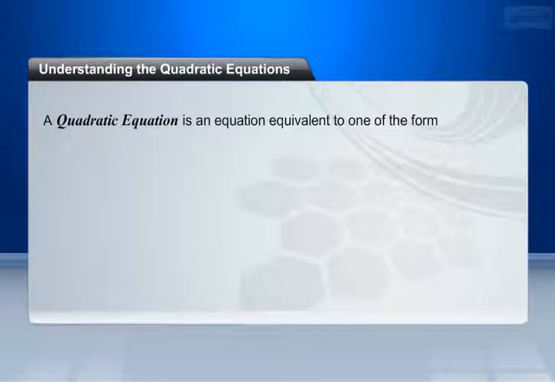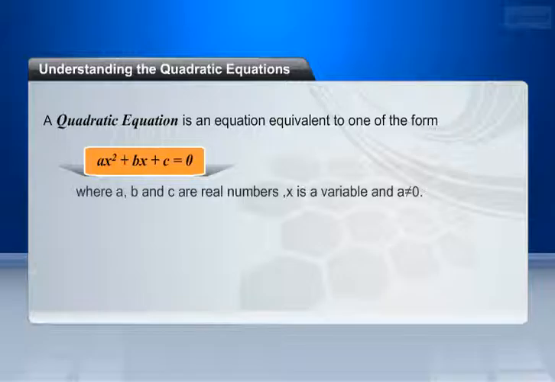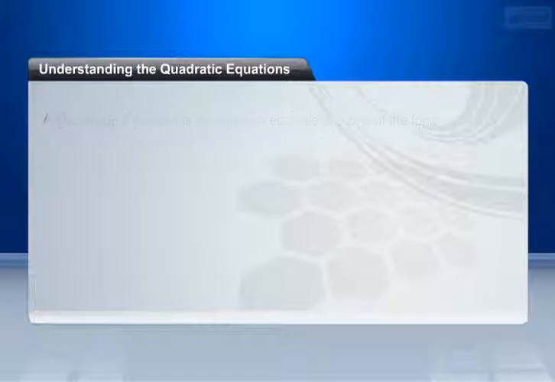A quadratic equation is an equation equivalent to one of the form ax square plus bx plus c equals 0, where a, b, and c are real numbers, x is a variable, and a is not equal to 0. Ax square plus bx plus c equals 0 is referred to as the general form of the quadratic equation. Let's do some examples and check whether they are in the form of a quadratic equation or not.